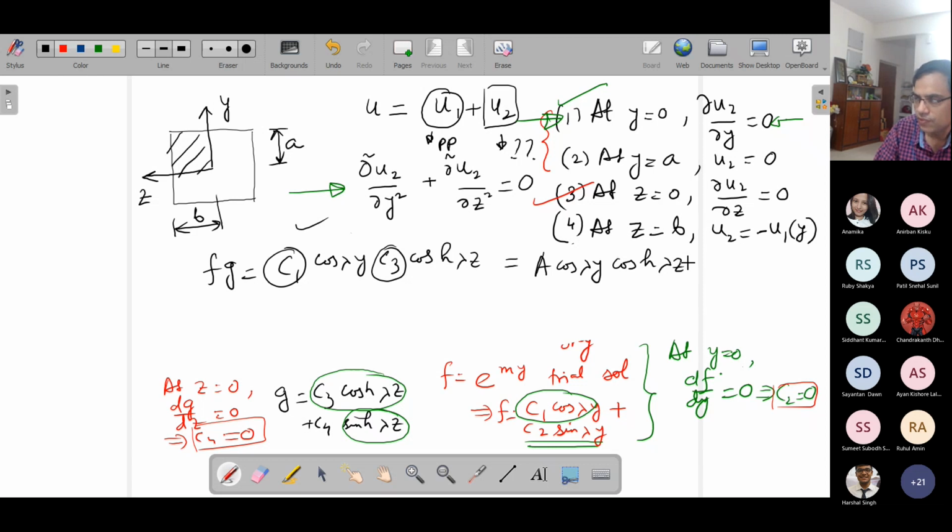So this f into g is of this form, right? Where a is nothing but c1 into c3. We have given it a new constant name. So now we have to use the boundary conditions number 2 and 4. So the boundary condition number 2, what it says is that let us write boundary condition number 2.